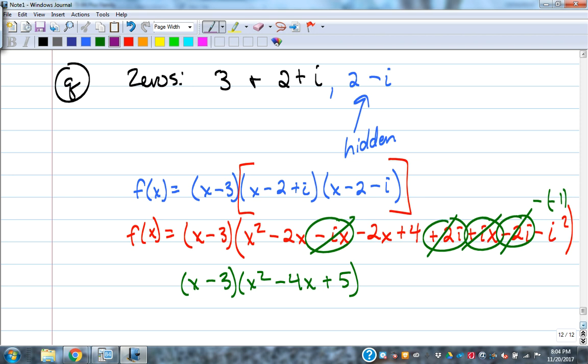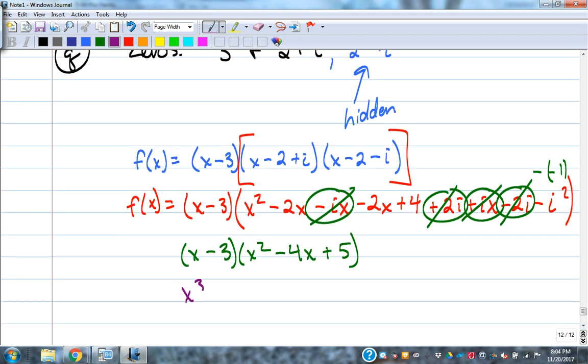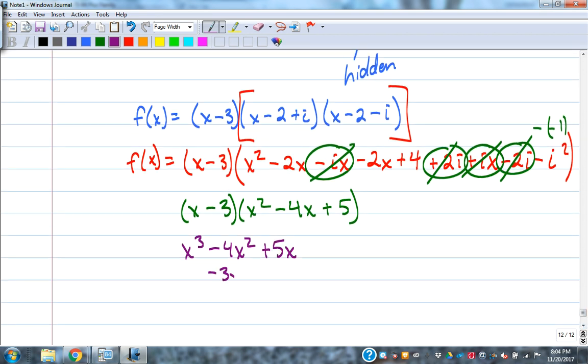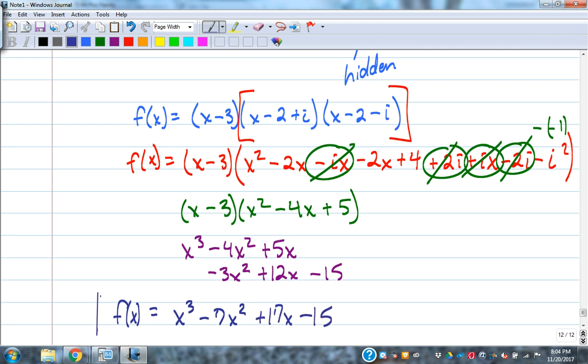And then I'm distributing again. X times x squared is x cubed minus 4x squared plus 5x. Then the negative 3x squared, positive 12x, negative 15. Final answer. X cubed plus 7x squared plus 17x plus 15.